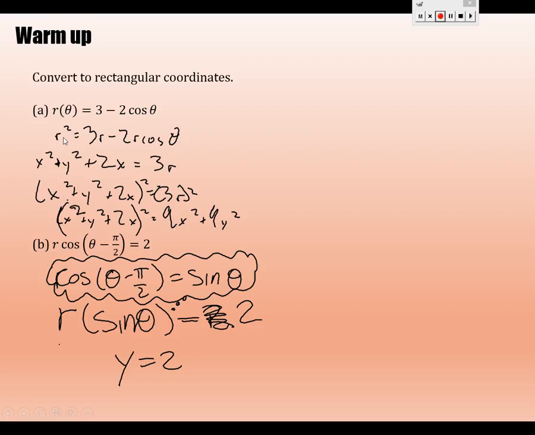Since r squared equals x squared plus y squared, and r cosine theta equals x, then I just change those to what? So this is x squared plus y squared. This is, wait, we don't know yet. This is x though. Is that okay? Move the 2x over the other side, and then I squared the whole equation.